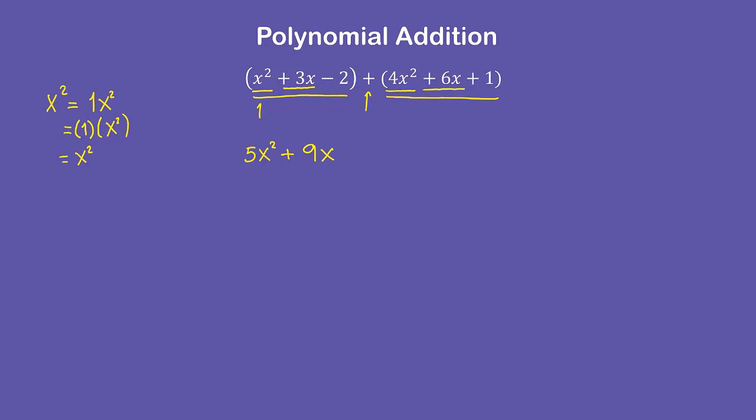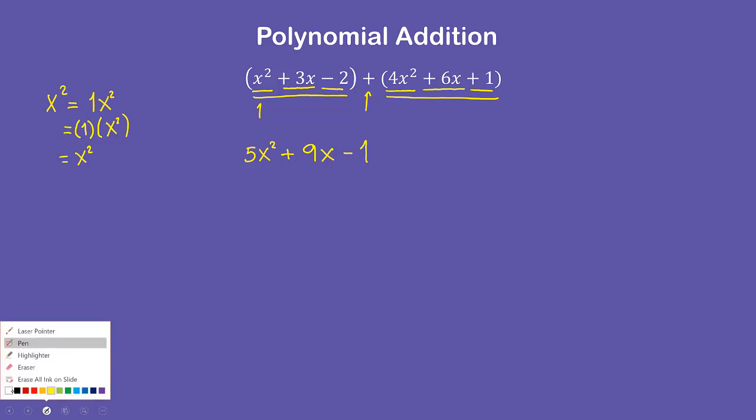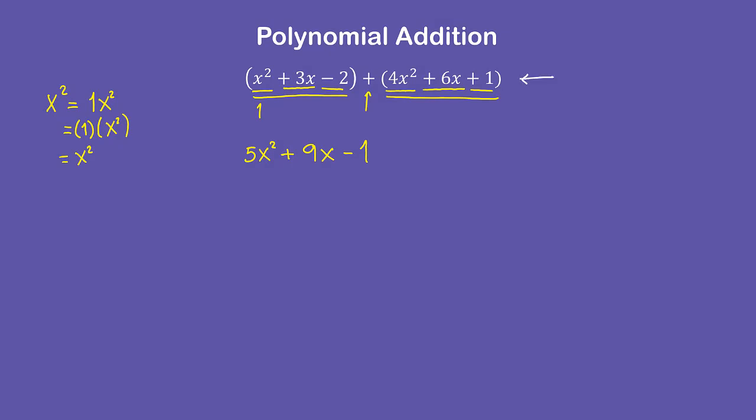And now our last common terms are the constants. That means the numbers. Minus 2 plus 1 gives us minus 1. Okay, now we are done adding. Notice that in these examples, the original polynomials in the problem are arranged from highest to lowest exponent. Therefore, our answer is already arranged from highest to lowest exponent. If it weren't, we would have to arrange it. But this one is already in the correct order, so we are done. But that will be different in our second example.